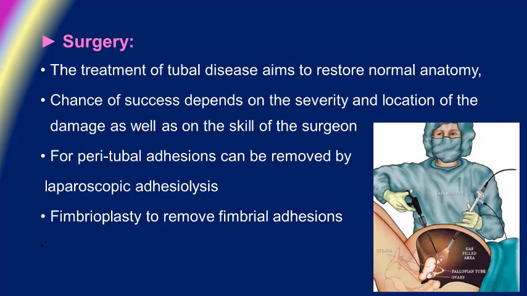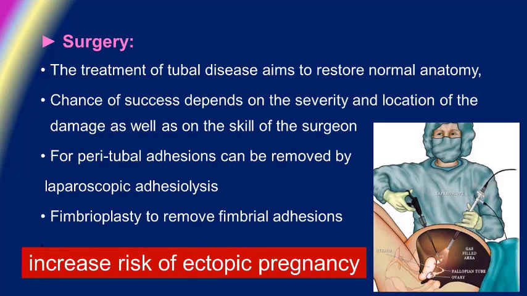Peritubal adhesion can be removed by laparoscopic adhesiolysis. Fimbrial adhesion and blockage can be corrected by surgery called fimbrioplasty to open the fimbrial blockage by laparoscope. This surgery increases the risk of ectopic pregnancy. Tubal surgery increases the risk of ectopic pregnancy in the future.